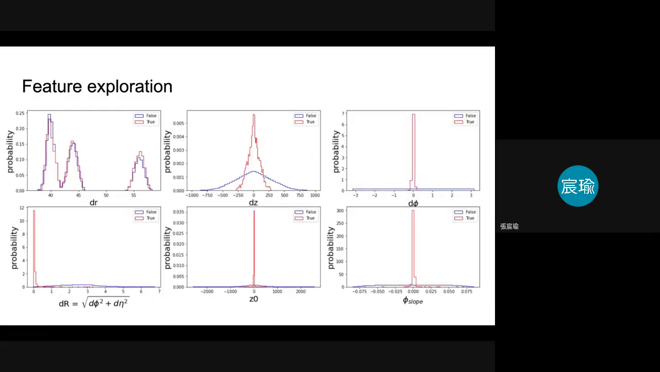And here are our features for our exploration for tracking. DR is the R direction for the pairs data, and DZ is the Z coordinate. D phi is the angle between particle 1 and particle 2. dR is the square root of d eta square plus d phi square. And z slope and phi slope are for hit classification.